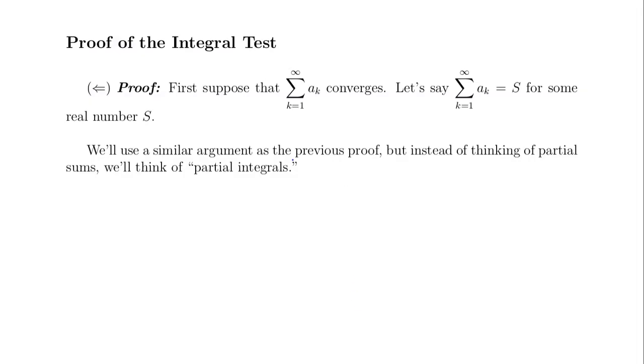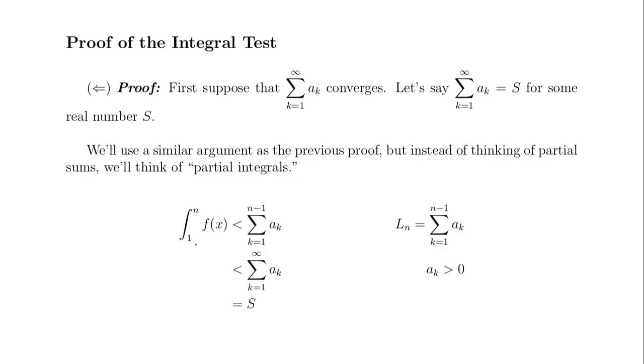Let's take a look at the second direction. We're going to suppose that the series converges, and we're essentially going to recreate things, but instead of using partial sums, we'll use partial integrals. So we'll say if the series converges, it's equal to some number s, and we're going to go ahead and set things up looking at a partial integral.